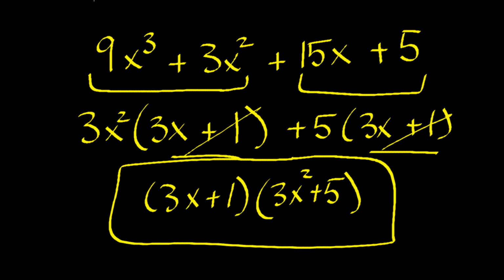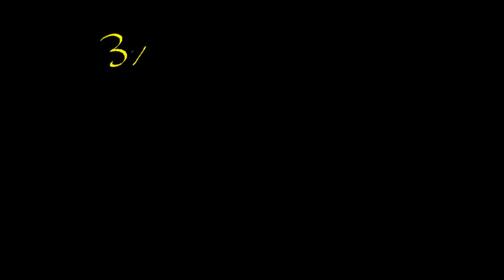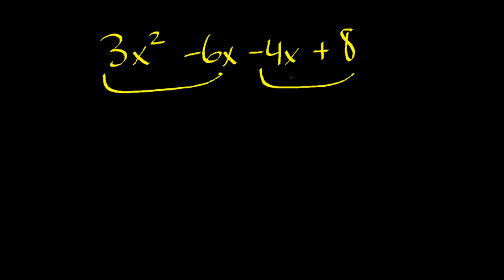Let's try one last problem. Factor 3x squared minus 6x minus 4x plus 8. We have 4 terms, so we're going to check the ratios to see if it's factorable by grouping. 3 divided by negative 6 is negative 1/2. Negative 4 divided by 8 is negative 1/2. So this should be factorable by grouping.